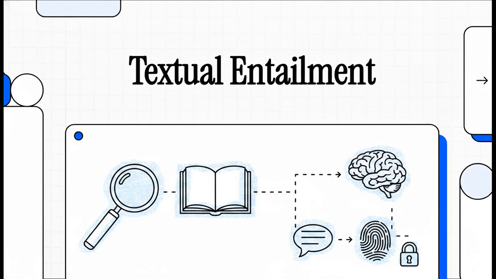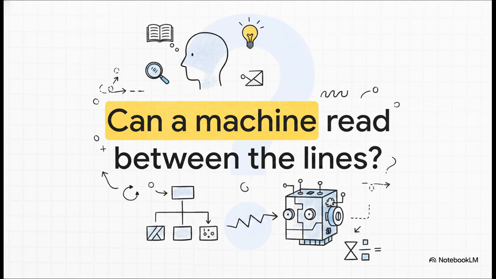Welcome to The Explainer. Today, we're diving into one of the absolute most fascinating frontiers in tech, how artificial intelligence actually acts like a digital detective to deduce logic, verify facts, and, well, ultimately try to make sense of human language. Let's kick things off with a pretty wild puzzle that researchers have been trying to solve for decades.